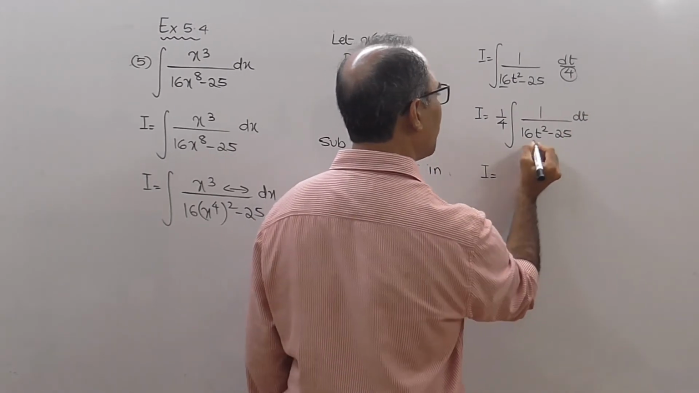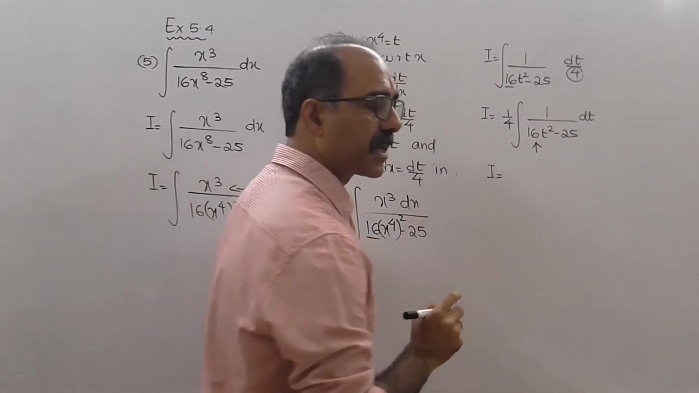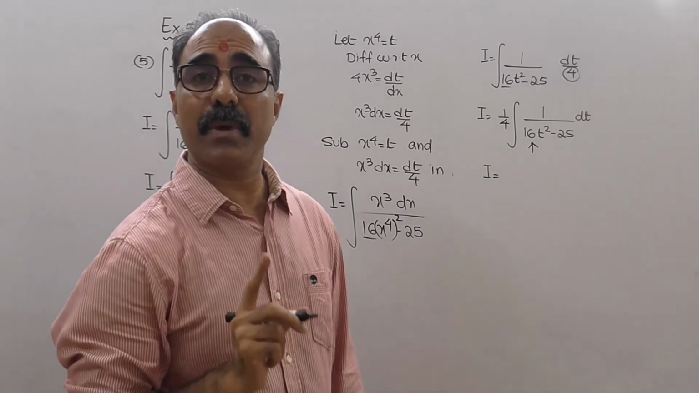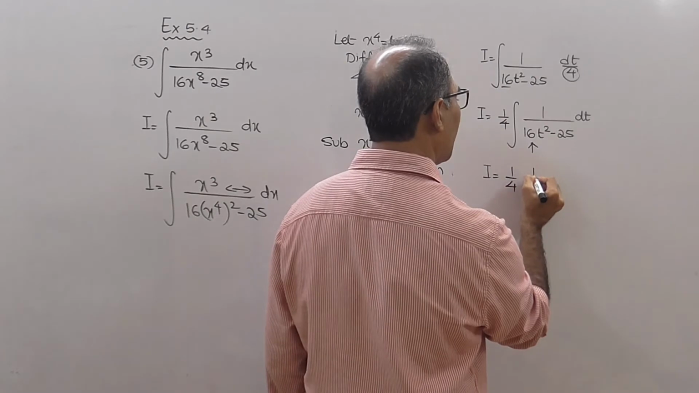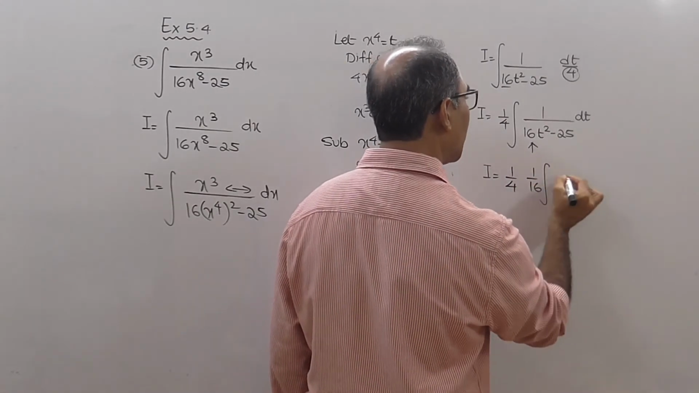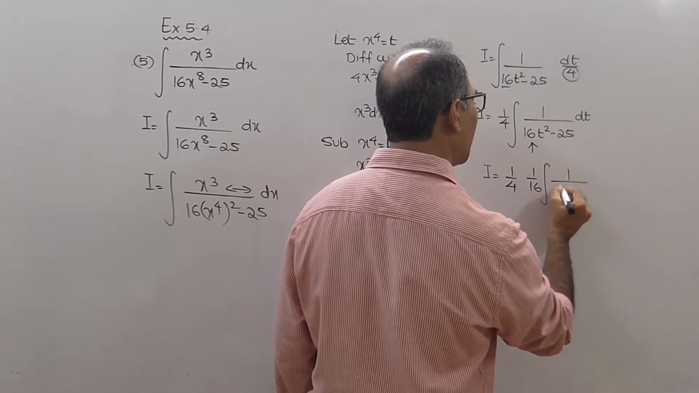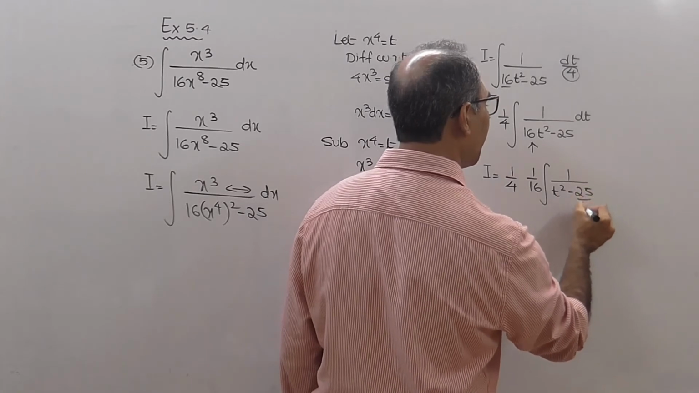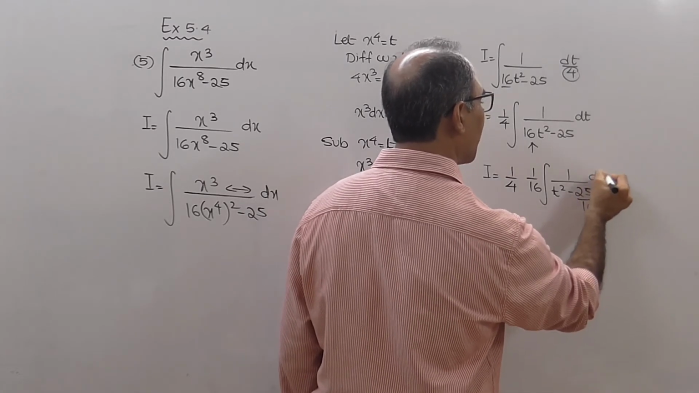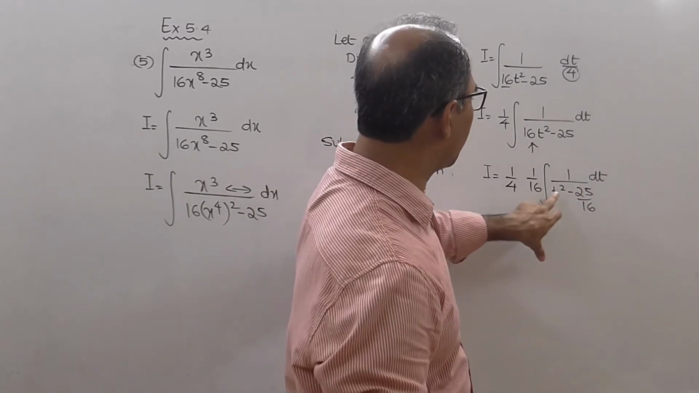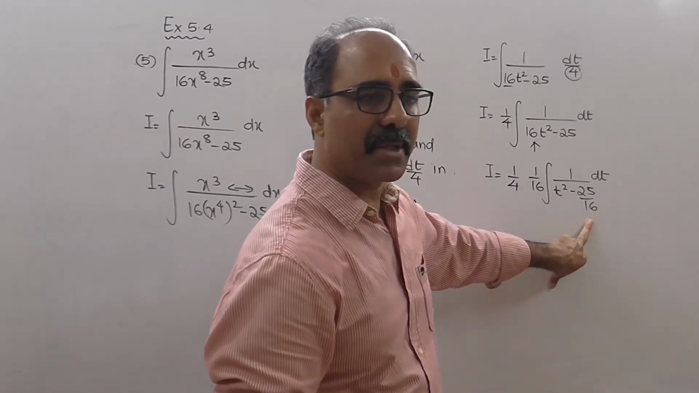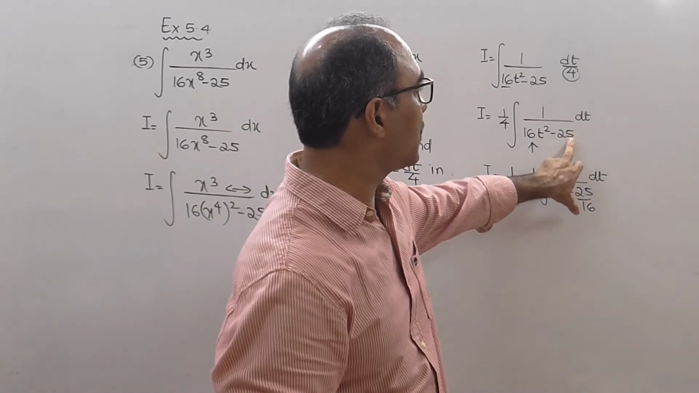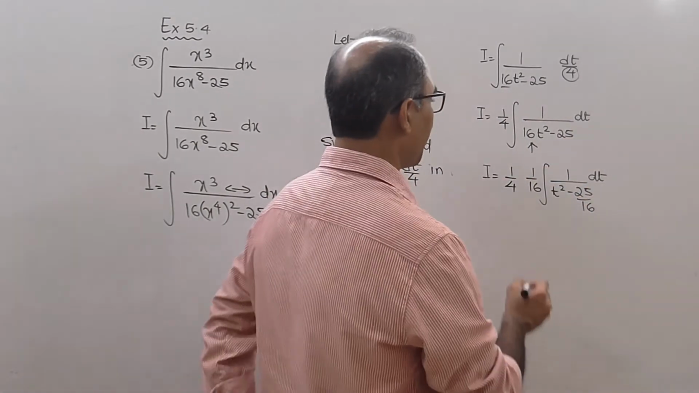So I equal to, my main objective is the coefficient of t square has to be 1. So 1 upon 4 will remain as it is. What I will do is take 1 upon 16 out. If I take 1 upon 16 out, this becomes t square minus 25 by 16. Open it and check: 16 into t square, 16 t square. 16 into 25 by 16, I think 16 will get cancelled. You will get once again minus 25.